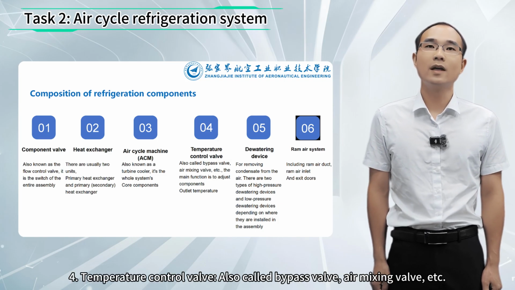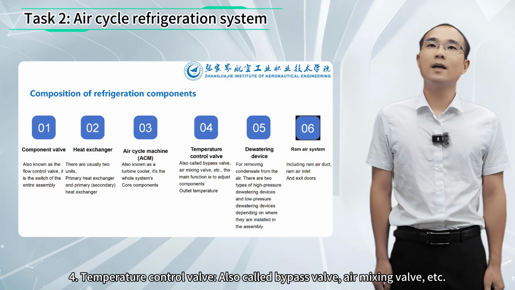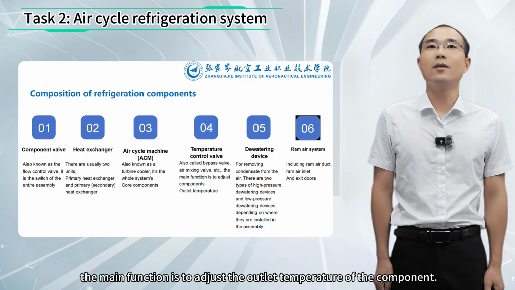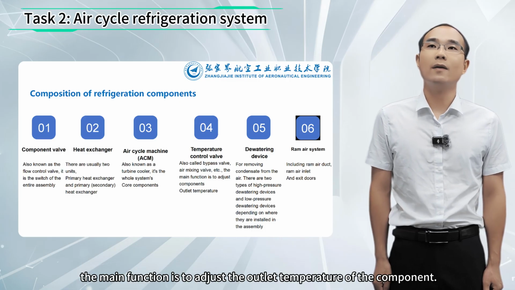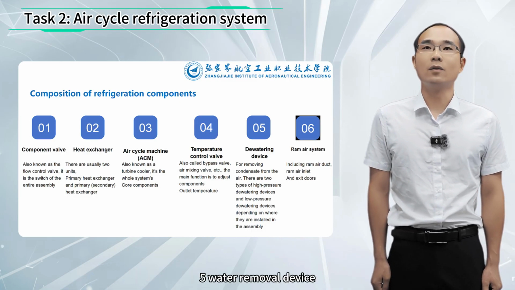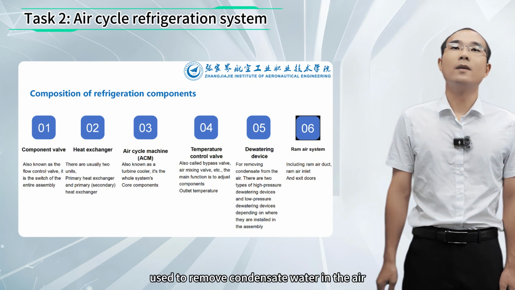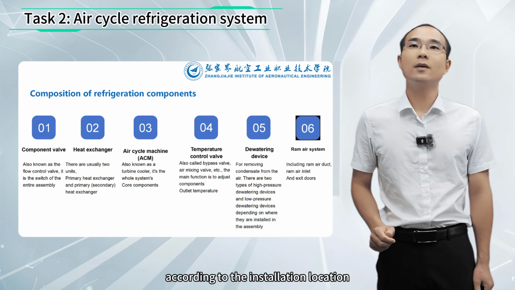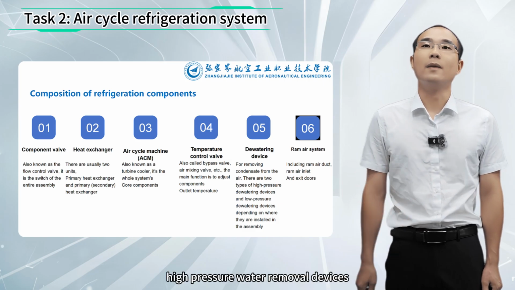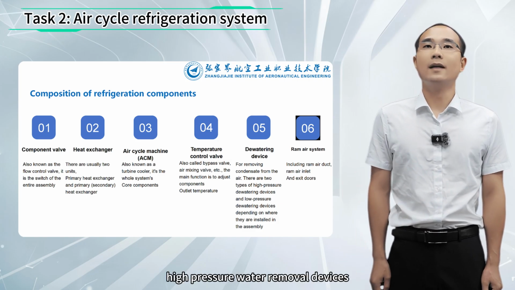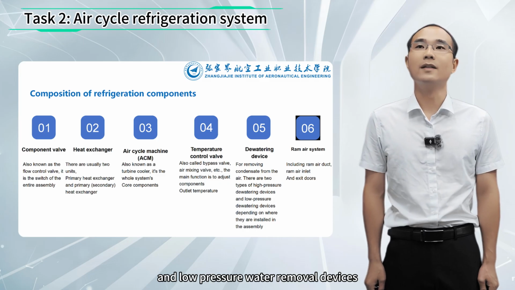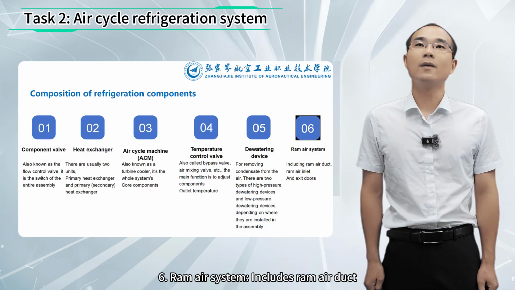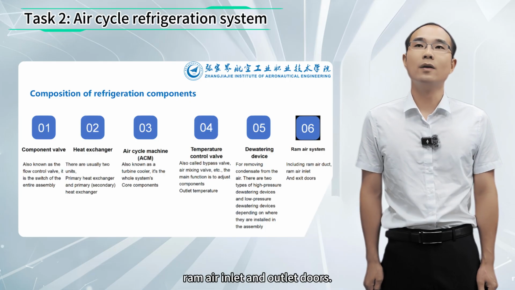4. Temperature control valve, also called bypass valve, air mixing valve, etc. The main function is to adjust the outlet temperature of the component. 5. Water removal device, used to remove condensate water in the air. According to the installation location, there are two types: high-pressure water removal devices and low-pressure water removal devices. 6. Ram air system includes ram air duct, ram air inlet, and outlet doors.